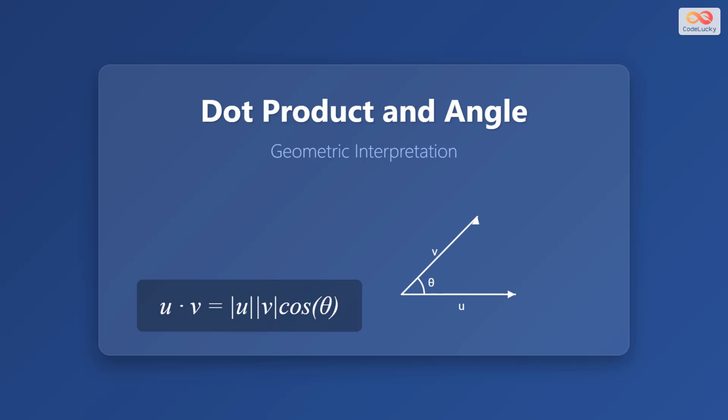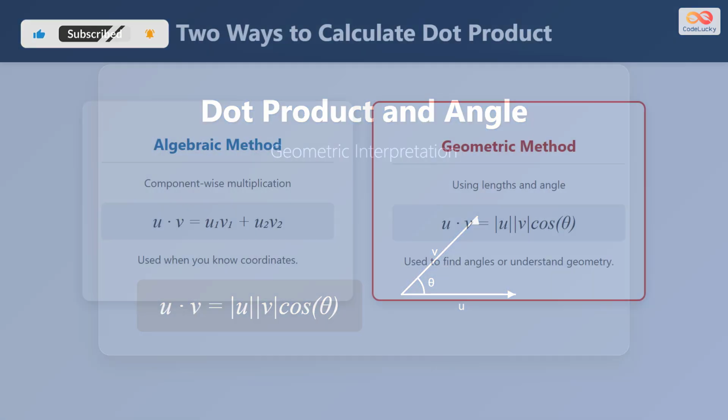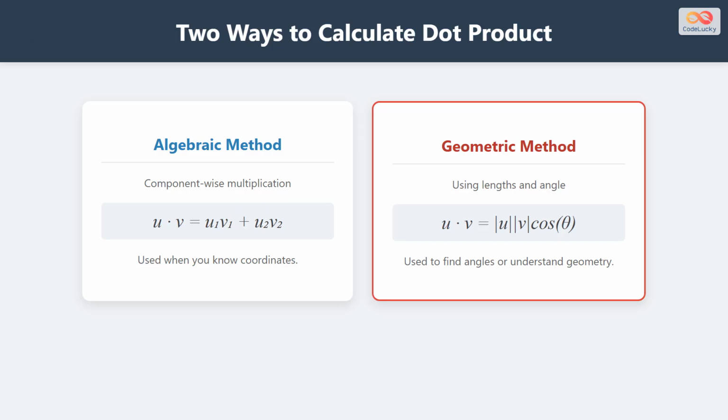Welcome. In this video, we will explore the geometric interpretation of the dot product. Specifically, we will look at the formula connecting the dot product to the angle between two vectors, theta. There are actually two main ways to calculate a dot product.